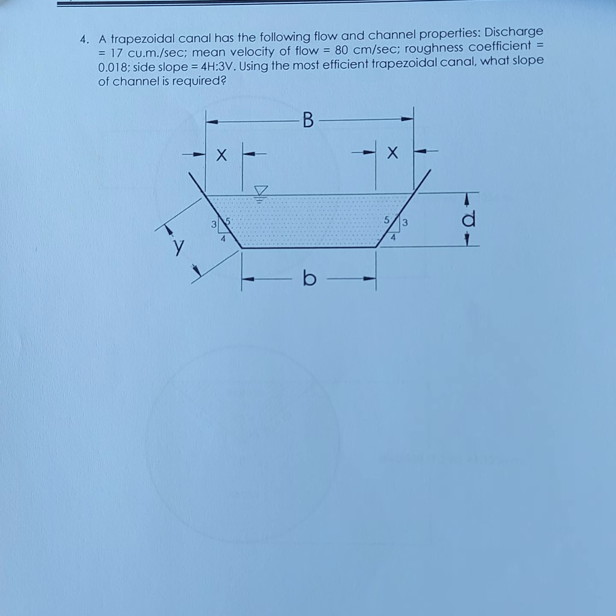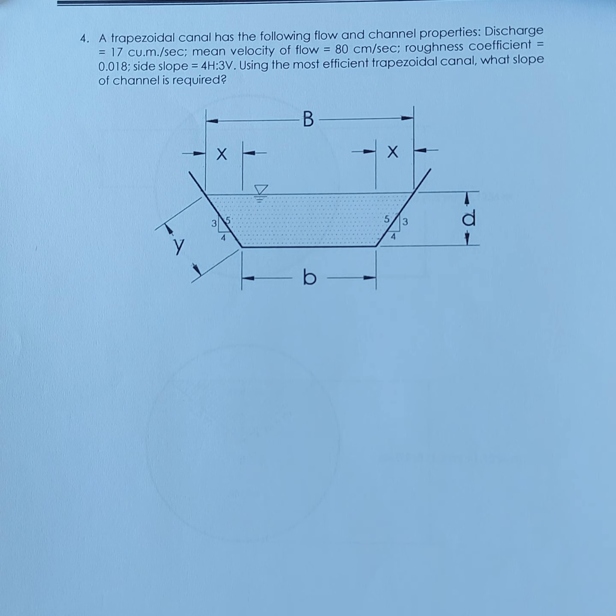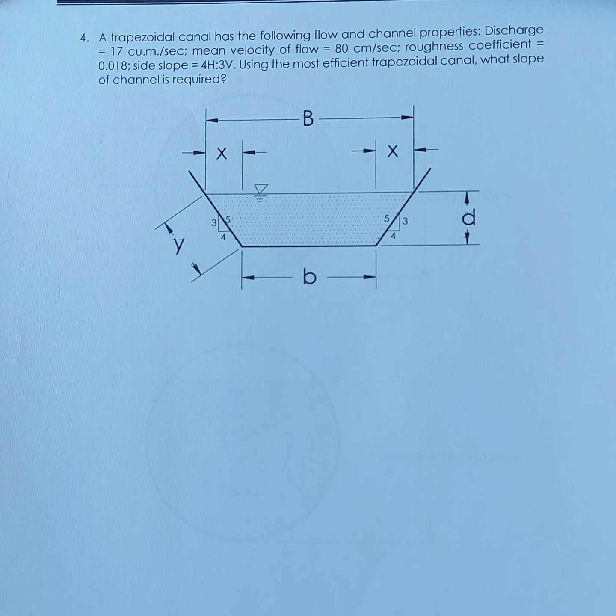It's the fourth problem. A trapezoidal canal has the following flow and channel properties. Discharge is 17 cubic meters per second. Mean velocity is 80 centimeters per second. Roughness coefficient is 0.018. Side slopes of 4 horizontal and 3 vertical. Using the most efficient trapezoidal canal, what slope of channel is required? So we are to solve for the slope.